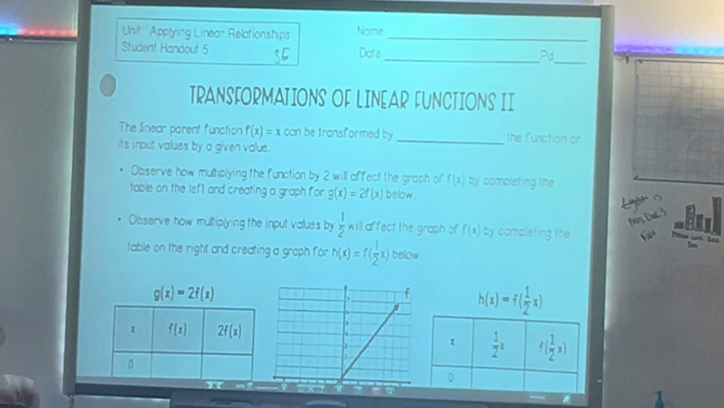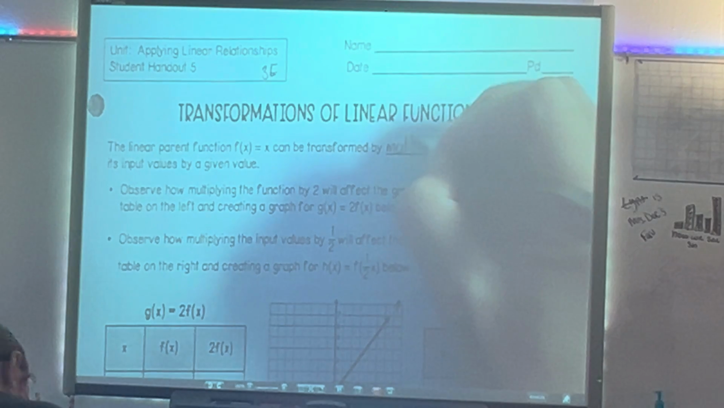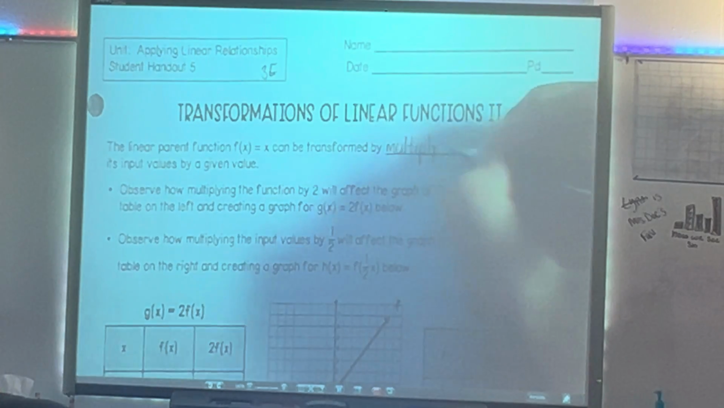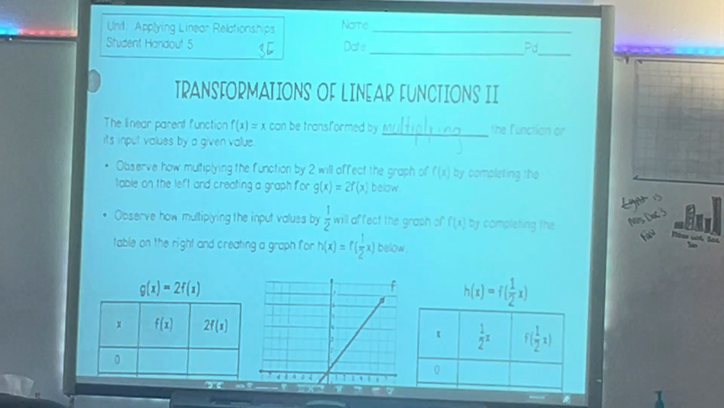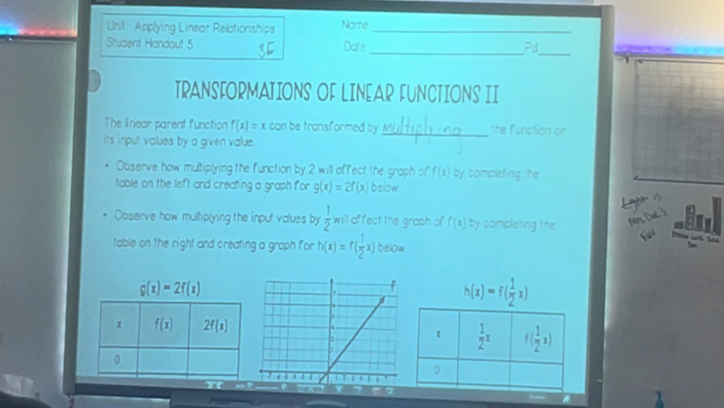Alright, so linear parent function, f of x. Tell me what you know about f of x. Slope of 1, y-intercept at 0. Never changes. Alright. Can be transformed by multiplying. And it's always multiplication. Alright, by multiplying the function or its input values by a given value.